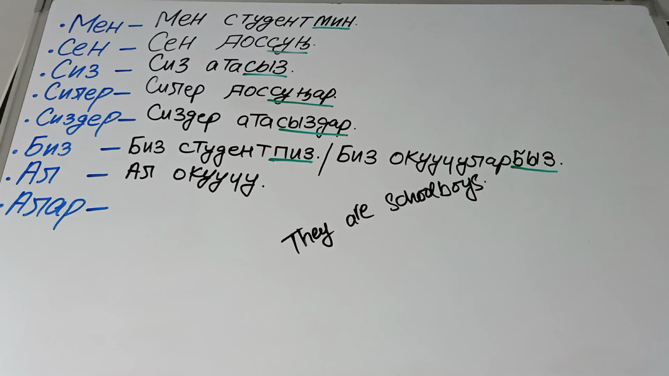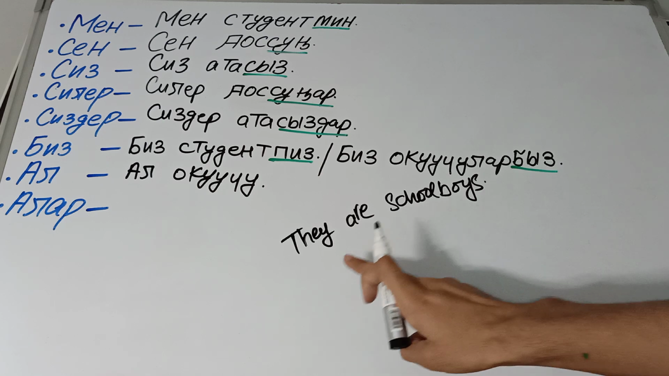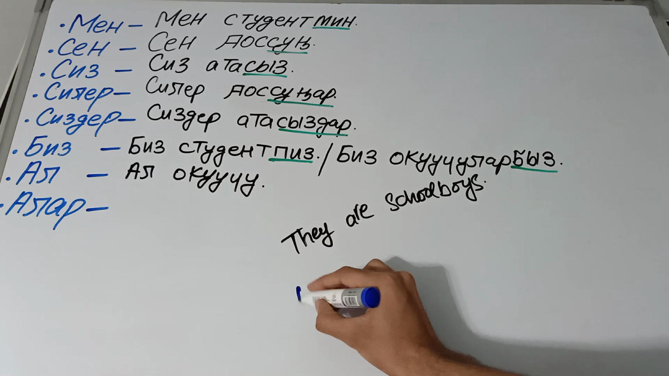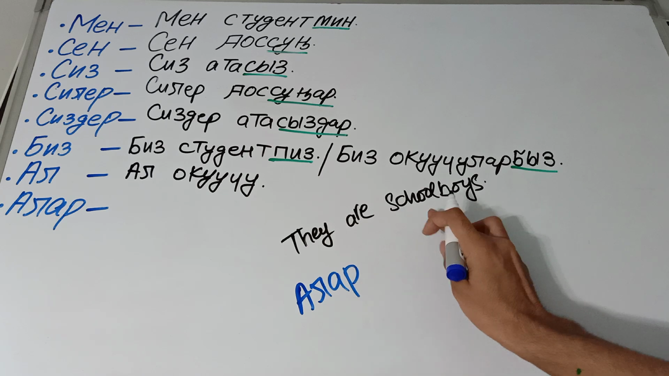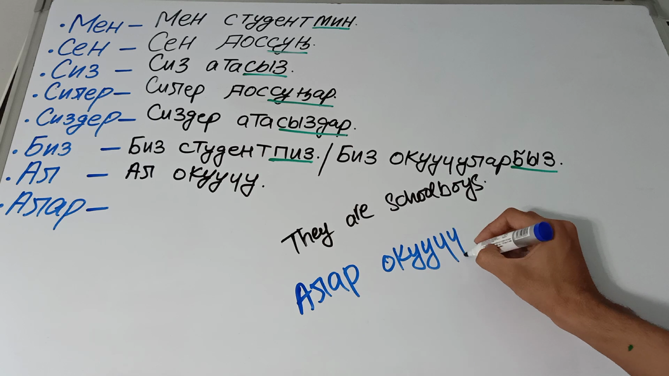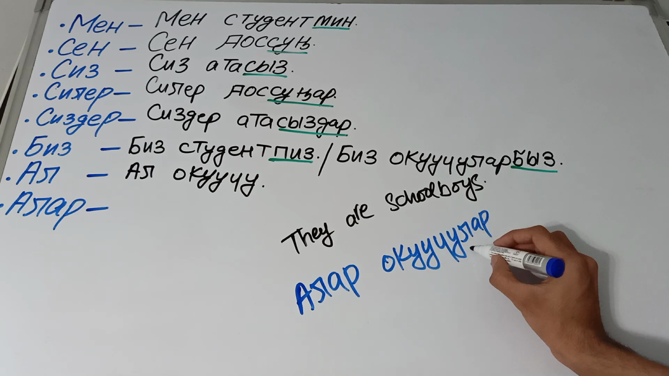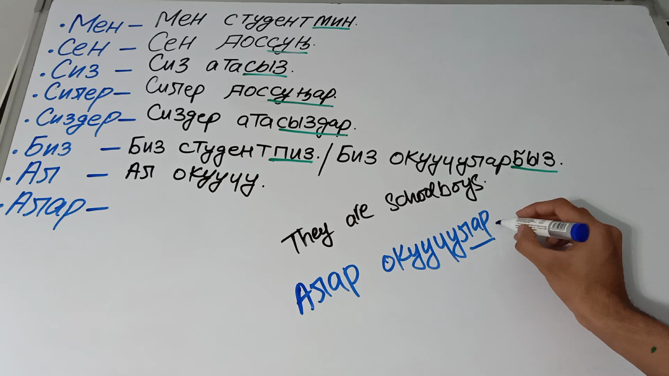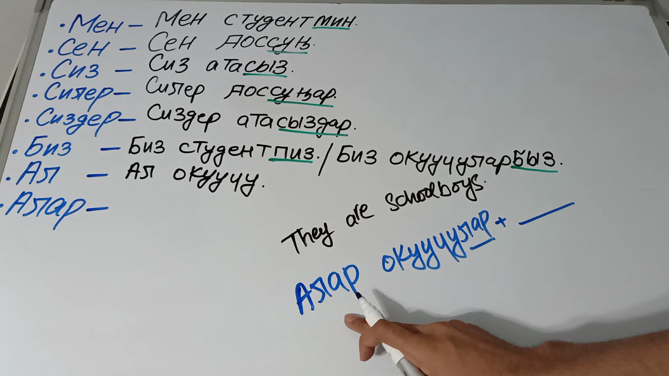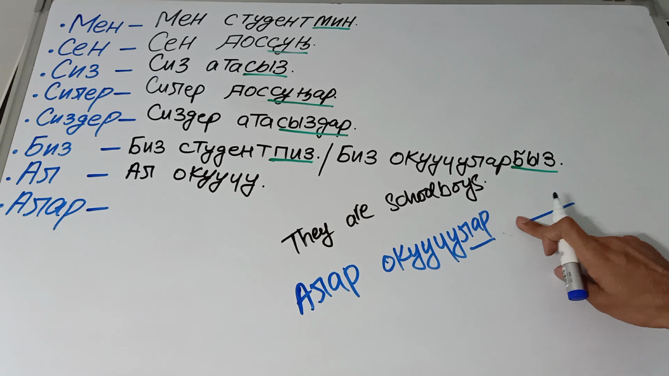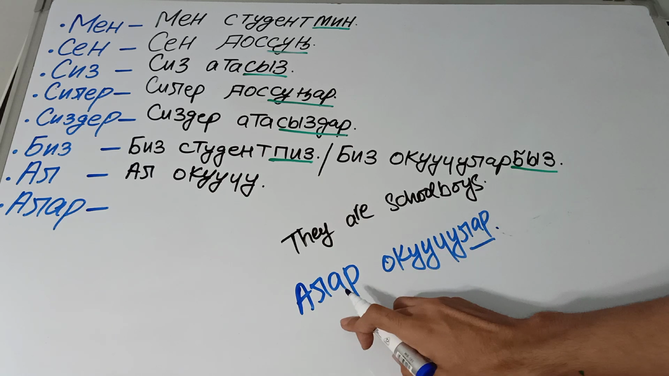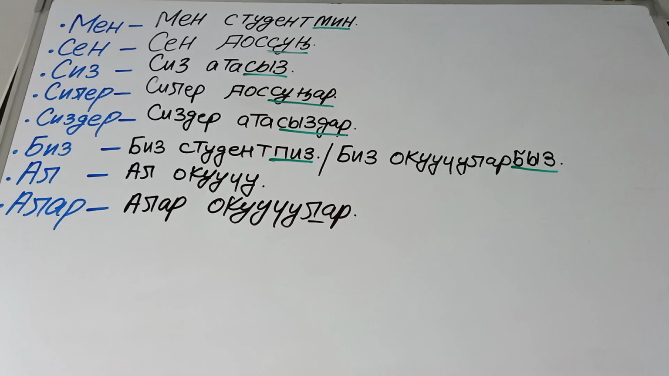Now here we have the last example. They are schoolboys, and the translation of "they" is alar. Schoolboys is okuchular, and lar is the plural ending. Plus, we will add here what? A personal ending, and you know that alar has no personal ending, so this sentence will be written like: alar okuchular, with no personal ending, because alar does not have its own personal ending.